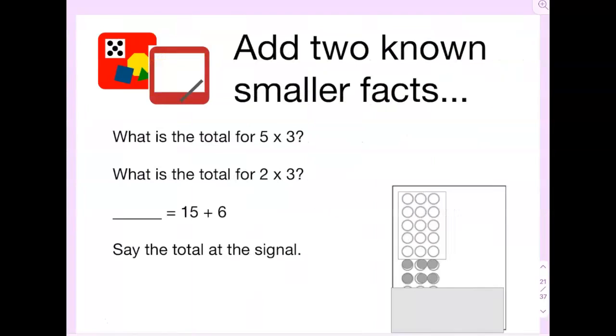Okay? So if we do that, what is the total for 5 times 3? It's 15. What is the total for 2 times 3? 6. So 15 plus 6 is equal to 21.